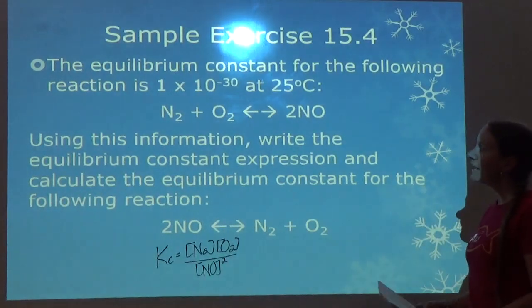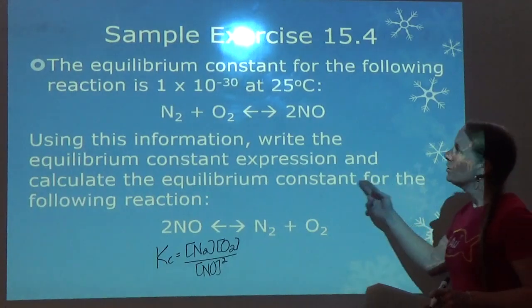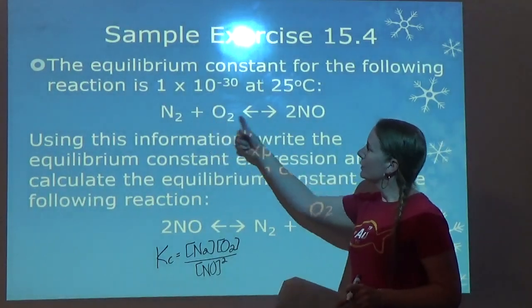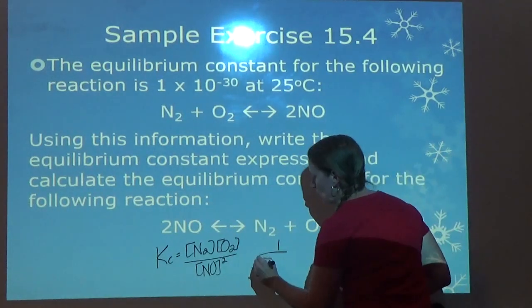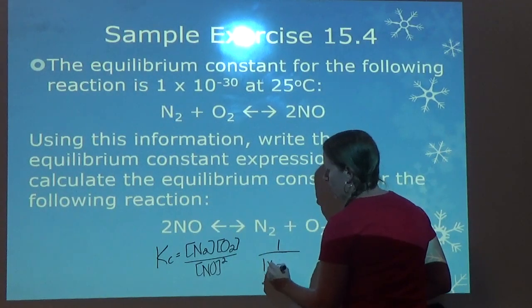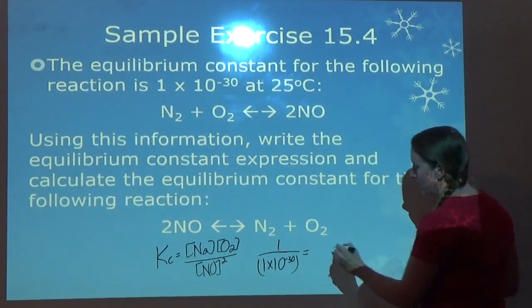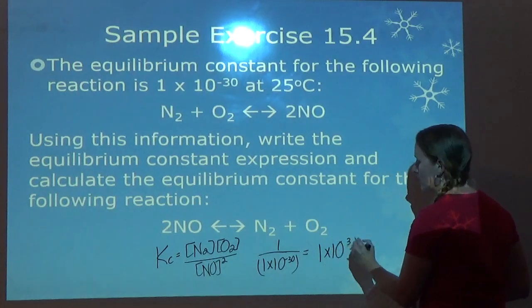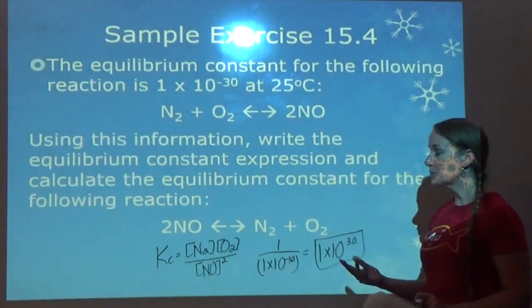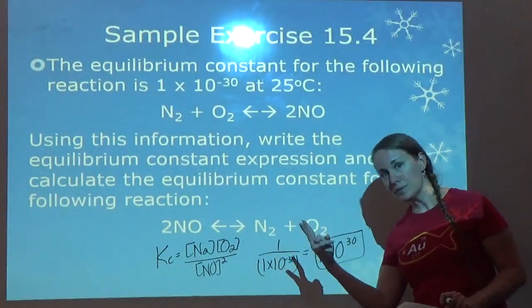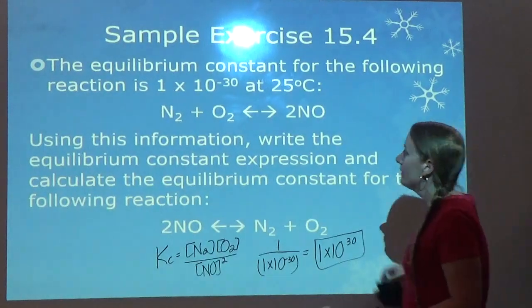Alright, but then it says calculate the equilibrium constant, so I also have to get the number. Well, y'all, it's 1 times 10 to the negative 30 for this reaction. If I flip this reaction, I'm just going to do 1 over 1 times 10 to the negative 30. Once I do that, of course, I'm just going to get 1 times 10 to the positive 30. So like I said, for equilibrium expressions or constants, if you flip a reaction, you just do the inverse or the reciprocal of the K value. That's it.